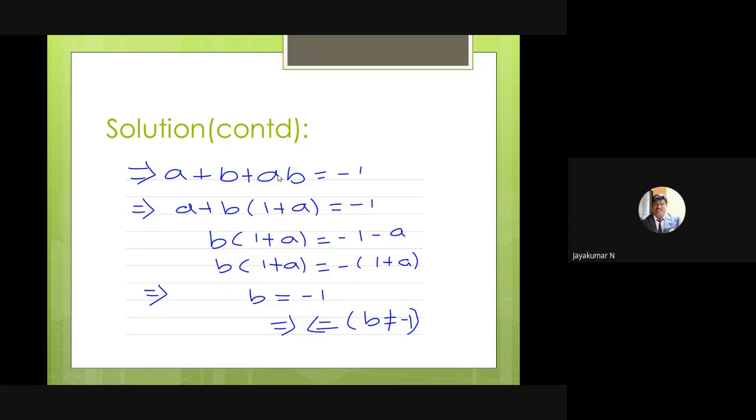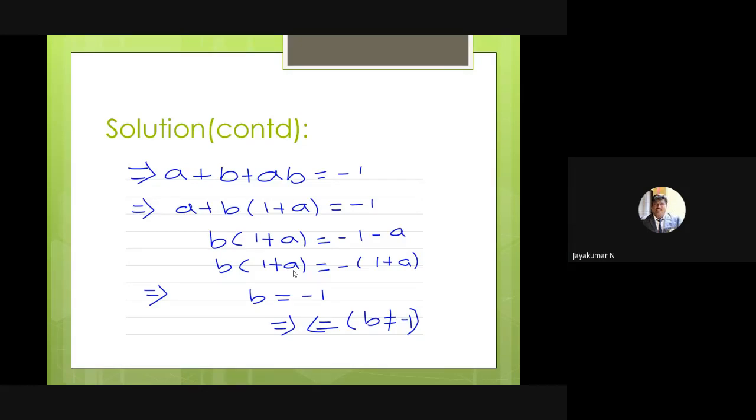From the second and third terms, I can take B outside, so B into 1 plus A. I subtract A on both sides, so A minus A cancels, and here I will get minus A. Here I can take minus outside. Then I can divide by 1 plus A on both sides, and finally I will get B equal to -1. Because if 1 plus A is 0, I cannot divide both sides. But 1 plus A is non-zero. How? Because A is not equal to -1. I choose the element from G.